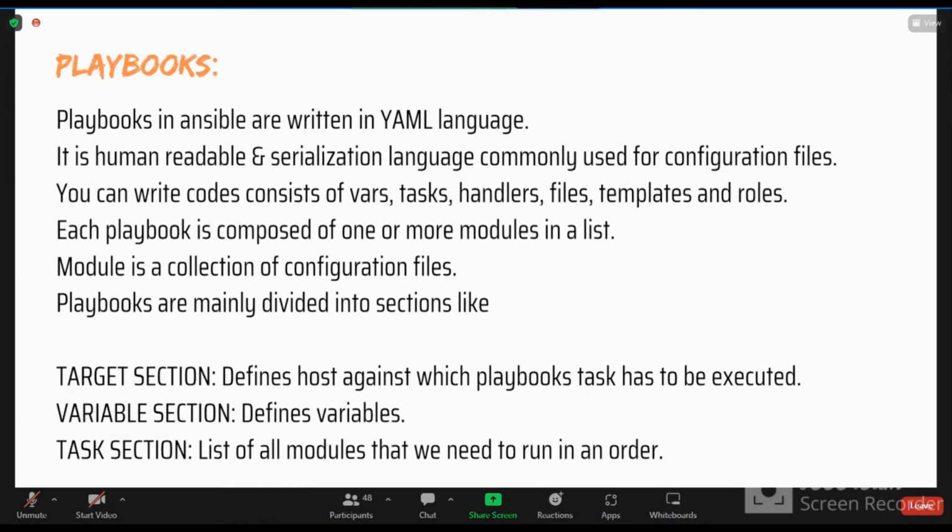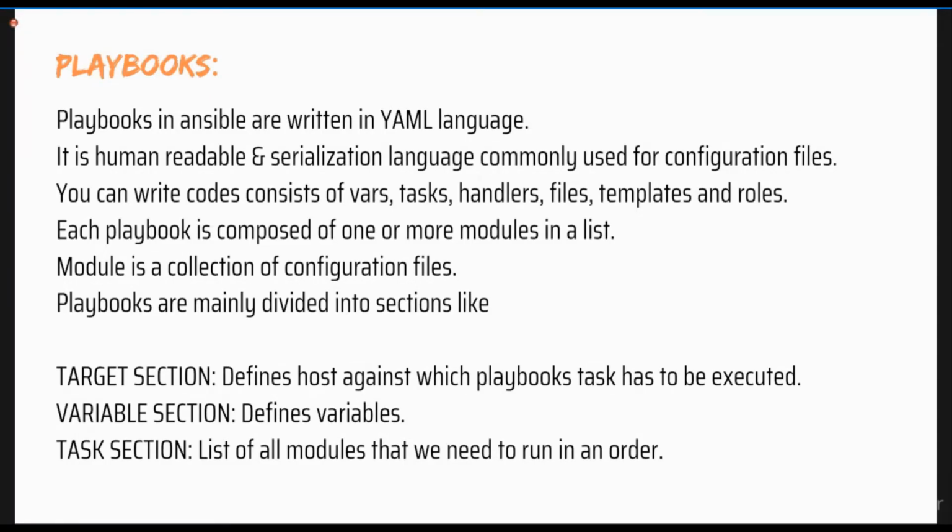So playbooks are divided into how many sections? Three sections, right? The first one is your target section, meaning on which group you are going to execute your playbook. Variable section means if you want to install the Git package on day 1, the HTTP package on day 2, and the Maven package on day 3. For daily installation of these different packages, we can use the variable concept, guys. Variable means that it will vary. It is not fixed, it varies.